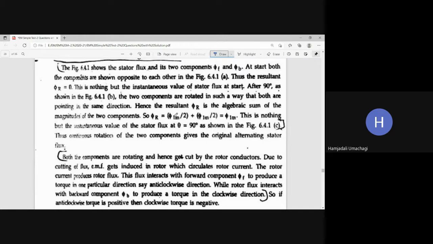So, if I add half of pi 1 m plus half of pi 1 m, then it will be simply pi 1 m. So, this is the maximum flux that we can get when theta equals 90 degrees. This is nothing but the instantaneous value of the stator flux at theta equal to 90 degrees as shown in figure 6.4.1c. Thus, continuous rotation of the two components gives the original alternator stator flux.